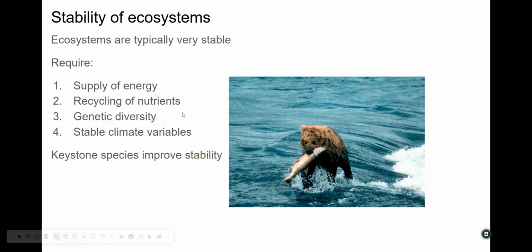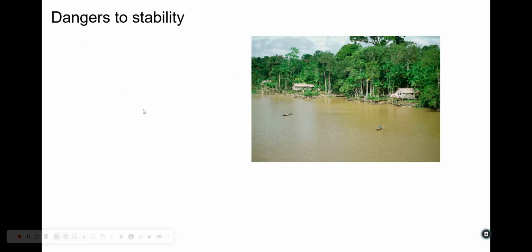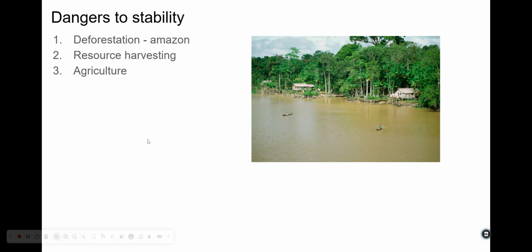Keystone species are another way to improve stability of an ecosystem. If you remember, there are different types: ecosystem engineers, mutualists, and predators. Now, what are some dangers to stability? The answer is humans. Deforestation in the Amazon is causing it to be less stable. Resource harvesting, so overharvesting of areas for resources. Agriculture, clearing land for agriculture, lowers the stability of an area. And it also leads to eutrophication of aquatic ecosystems.